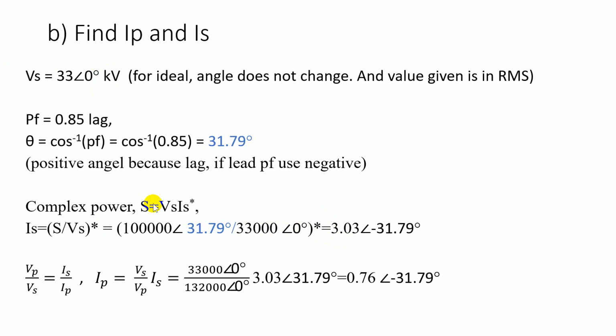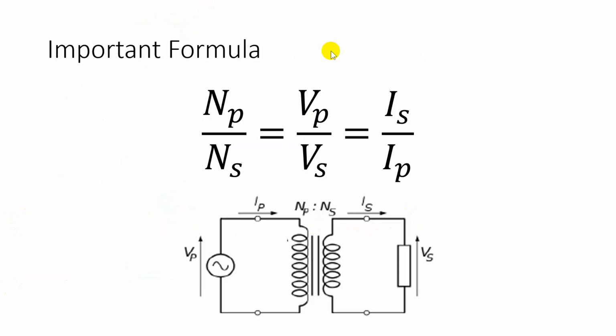Insert this into the calculator and you get 3.03 with an angle of negative 31.79. The original answer is positive, so after the conjugate, you just add the negative. Then this is the IS. Now you get the IP, just use this formula.